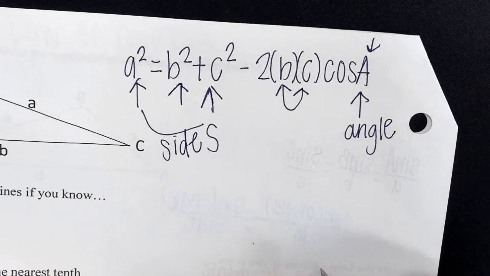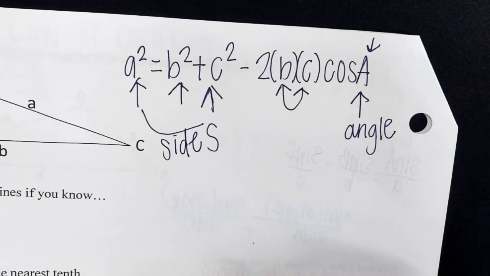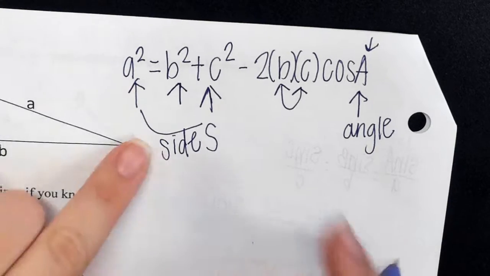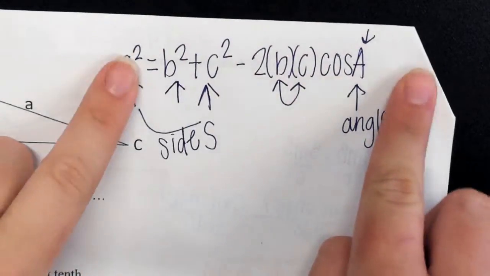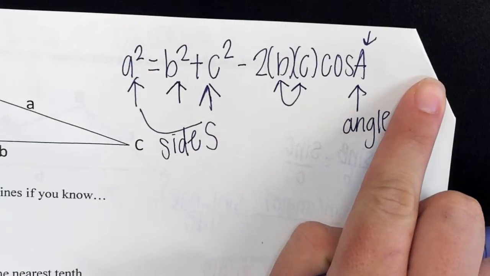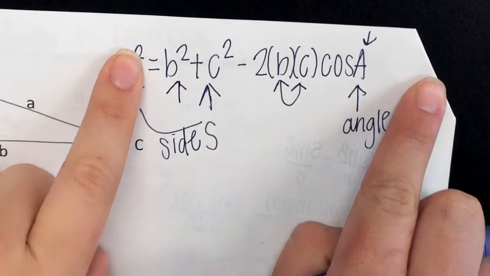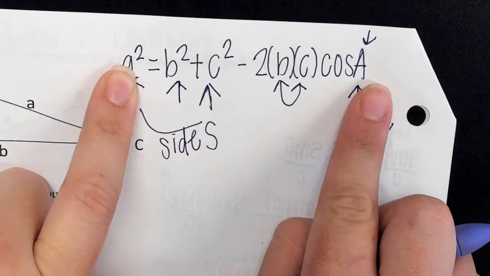In law of sines, how many pairs did you have? You had 2. In law of cosines, you only have 1. And your pairs will always go on the outsides. So your one pair that you have will go in front and behind.